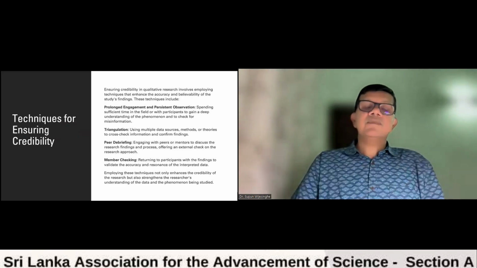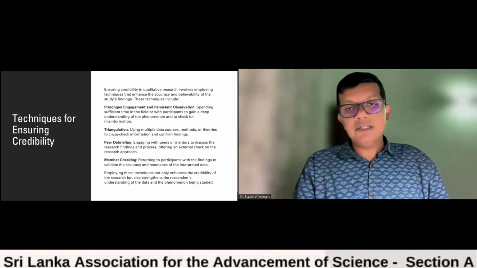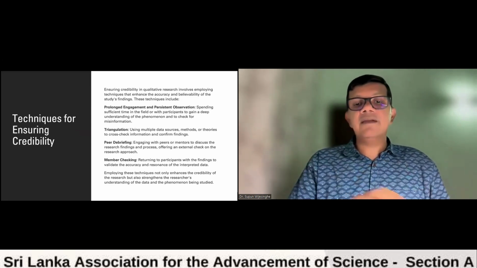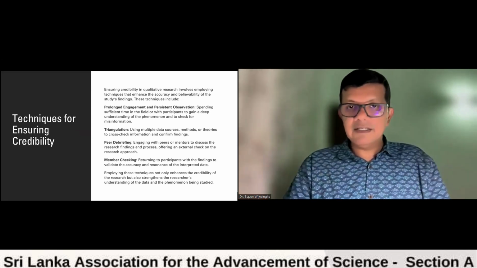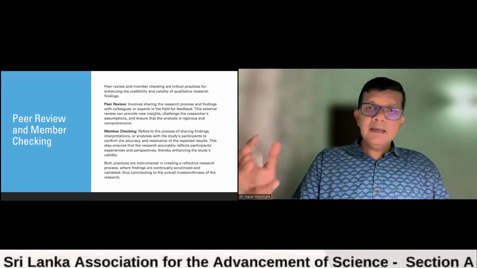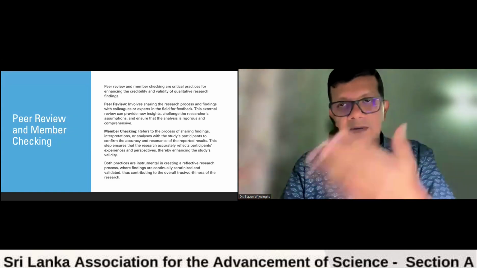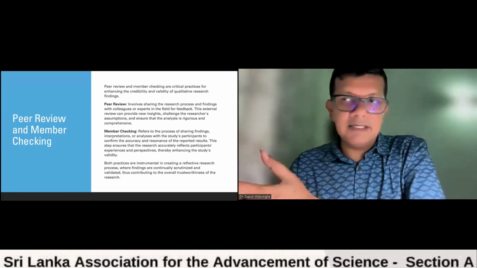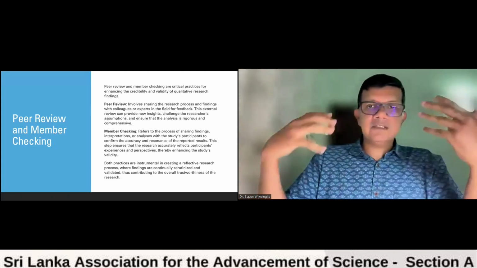So you can use certain techniques to ensure all these things, like triangulation, debriefing, and member checking. Triangulation is what we have discussed earlier. Peer review is one thing. You ask others, does this qualitative data make sense to you? You ask seniors, your professors and all that.